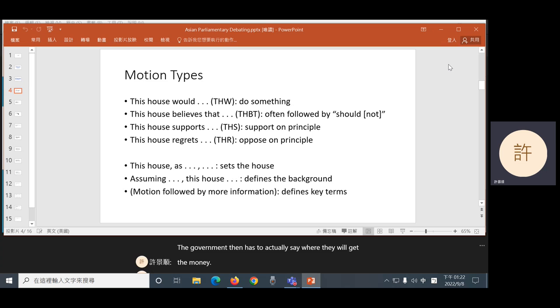The second kind of additional information is when the motion gives you some kind of condition. So, for example, assuming that China will attack Taiwan within 2 years, this house would abolish homework, something like that. And you have to use that information in your debate. You cannot debate about that information. You can't say, oh, we don't think China will attack in 2 years. It's part of the motion. You have to use it.